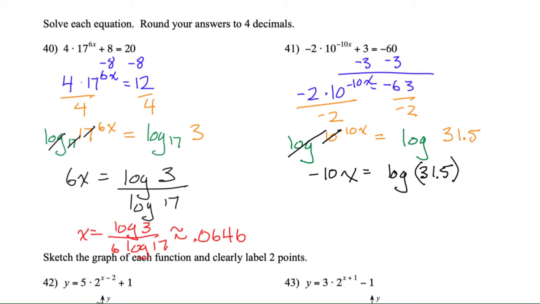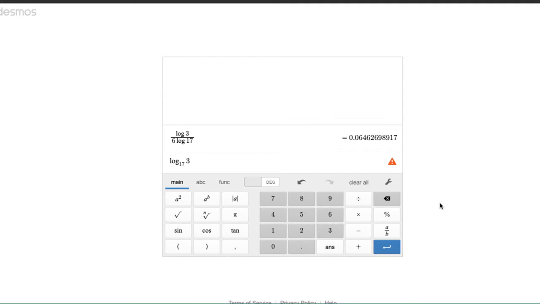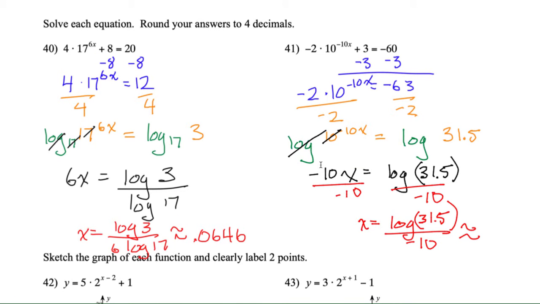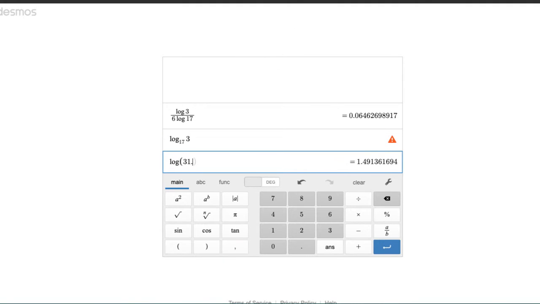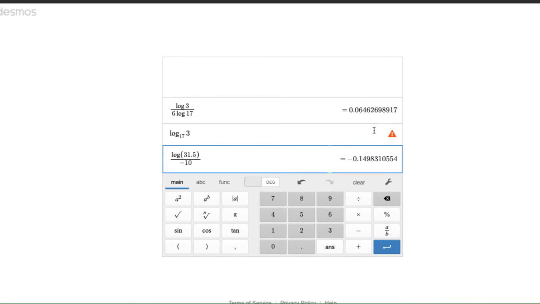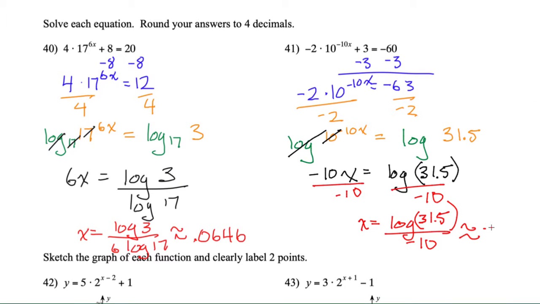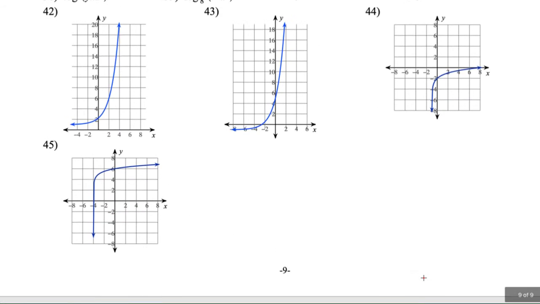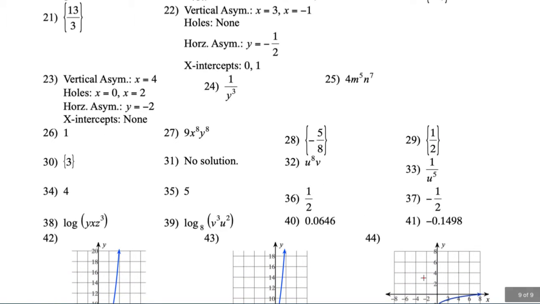Divide both sides by negative 10, and x is now equal to log of 31.5, all of this divided by negative 10. We usually type that in, so I'm going to come back here, and it's log of 31.5 divided by negative 10, and that's negative 0.1498. Negative 0.4198. Did I get those correct? I guess I should check. Yep, I got both of them correct.